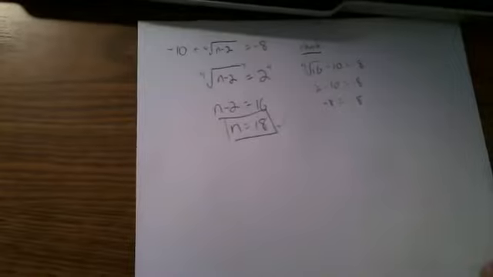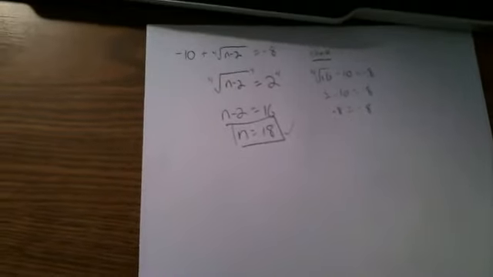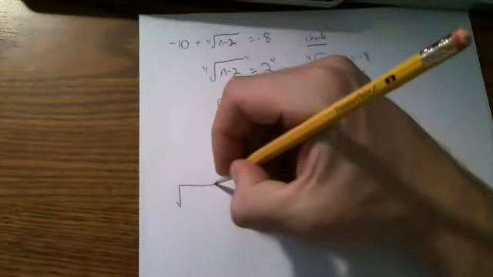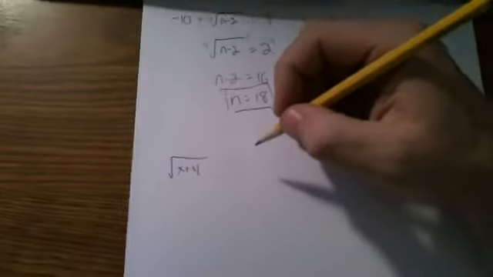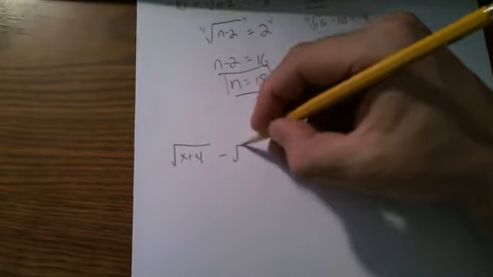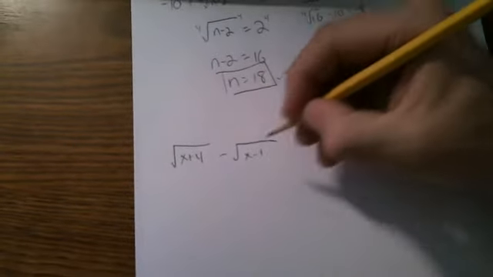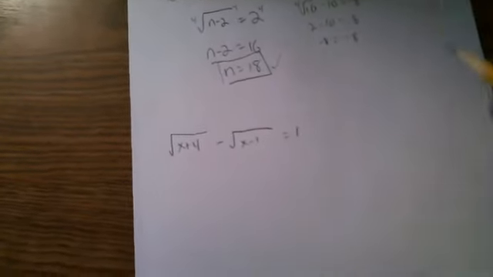One more example to go through. It's just a difficult square root equation. So the index is still 2 here. We have radical x plus 4 minus radical x minus 1 equals 1.